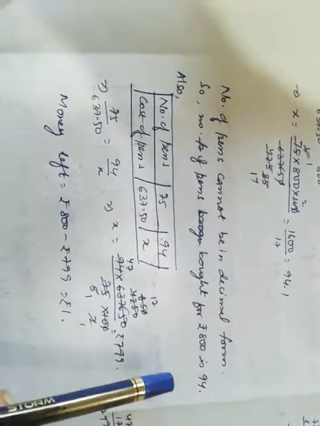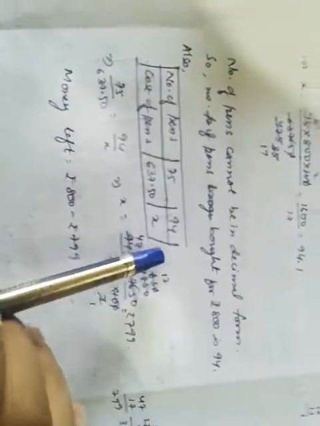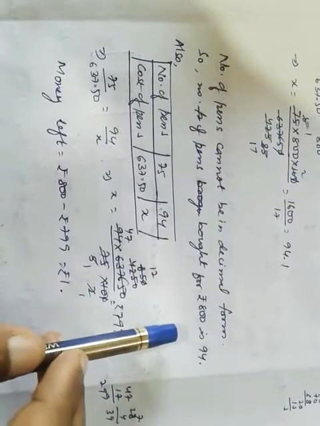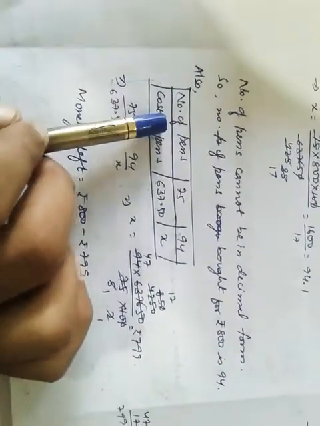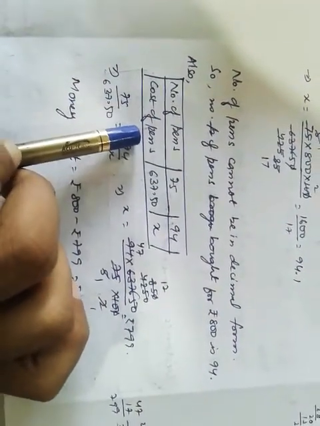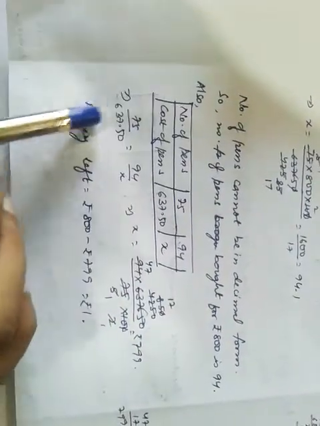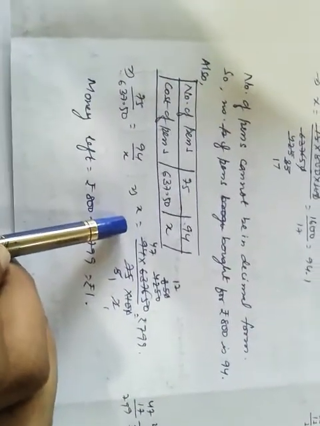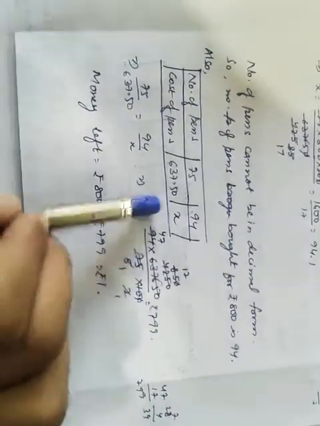The third part is how much money is left. For this case we have to know the cost of 94 pens. So I write the number of pens and cost of pens like this, and then again I put the formula of direct proportion, and then I find the x. How much do I find x? 799. Okay, you have to cut it.